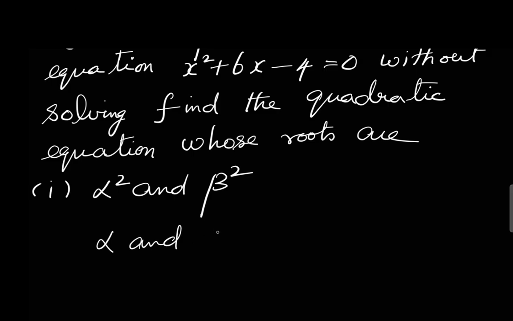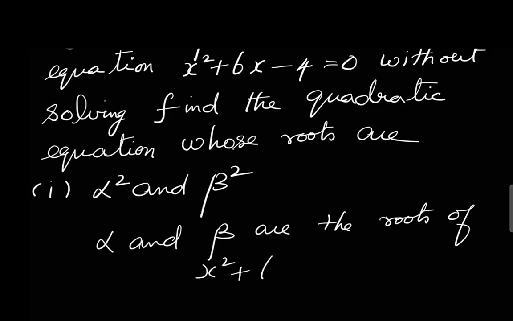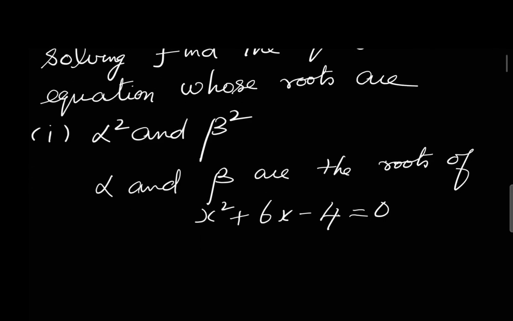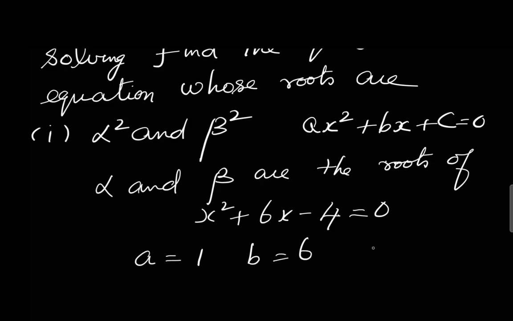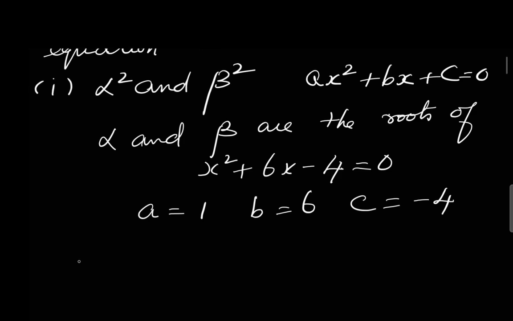Alpha and beta are the roots of x squared plus 6x minus 4 is equal to 0. So you compare with the general form of the equation ax squared plus bx plus c is equal to 0. Here x squared coefficient a is 1, x coefficient b is 6 and constant term c is minus 4. Sum of the roots.